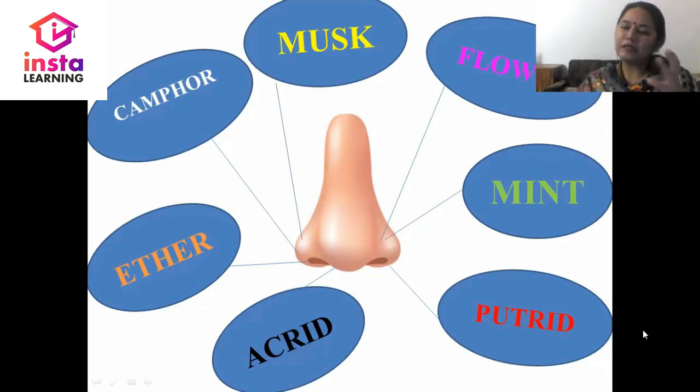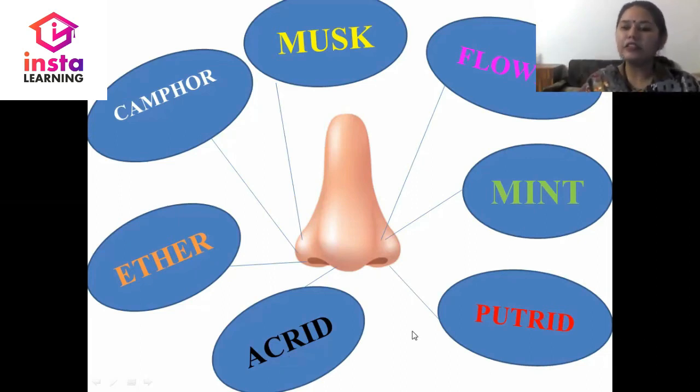Putrid is a smell of a decaying item, like rotten eggs. Something which has a very stingy smell. Something which has a fungus on it, which is actually of no use now. The moment you see there's a rotten egg or a decaying material around you, immediately your nose will sense it, and the brain will send a signal that this is a very pungent smell.